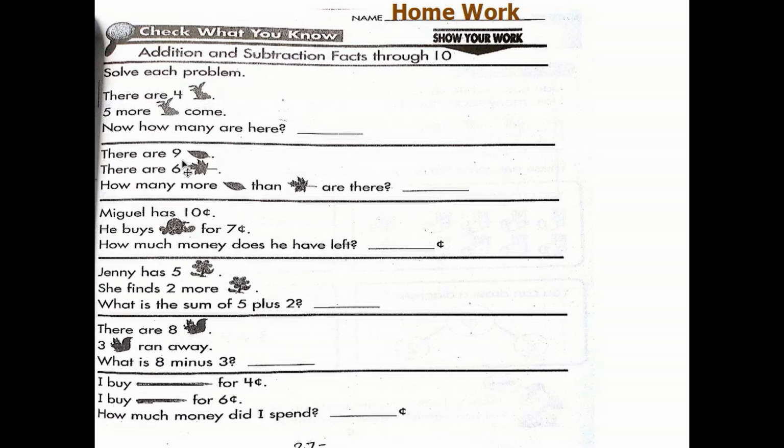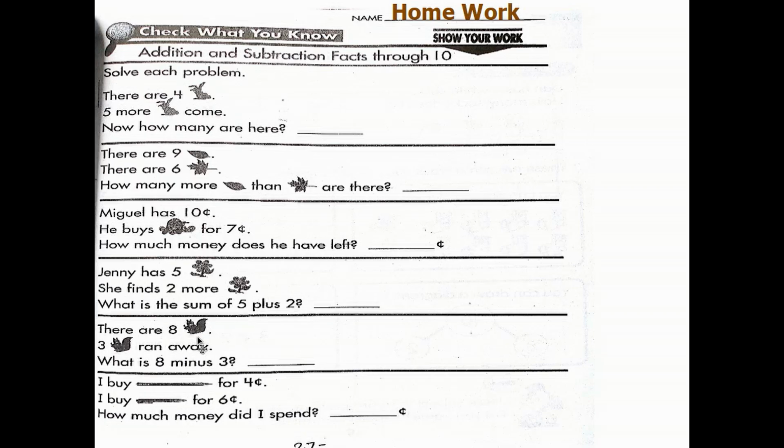Here you have 9 leaves and 6 leaves, another type of leaf. The sum of these 2 leaves will be how much? Again here, Miguel has 10 cents. He buys a doll for 7. How much money does he have left now? The problem can be addition or subtraction. Here again, Jenny has 5 flowers. She finds 2 more. What's the sum of 5 plus 2?